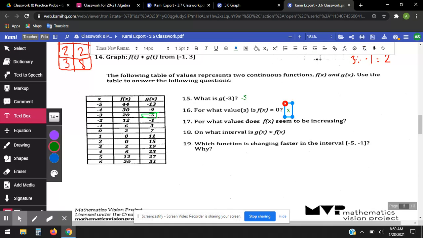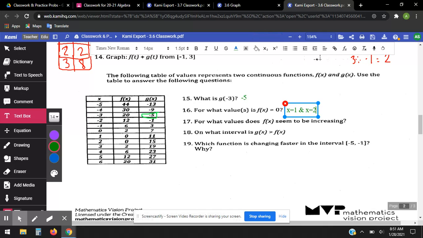When x equals 1 and x equals 2, or when I have my y's, f of x is equaling 0. For what values does f of x seem to be increasing? Well, if I look over here, 44, 30, that's going down. Oh, but once I hit that double 0, we start going back up again. So the values where it seems to be increasing is about somewhere between 1 and 2, right?